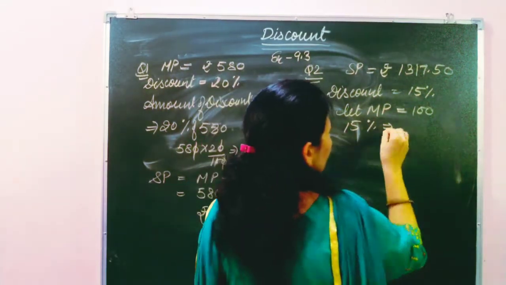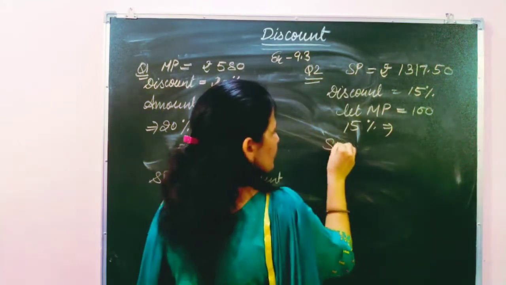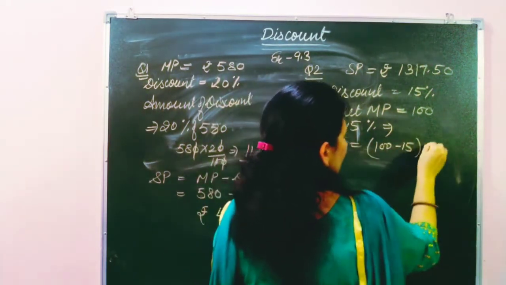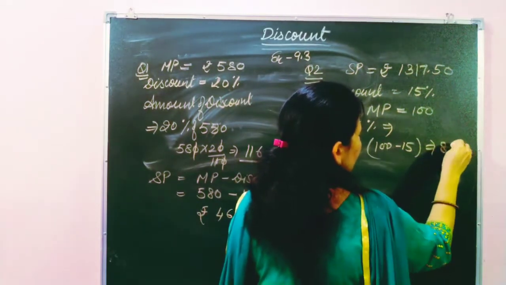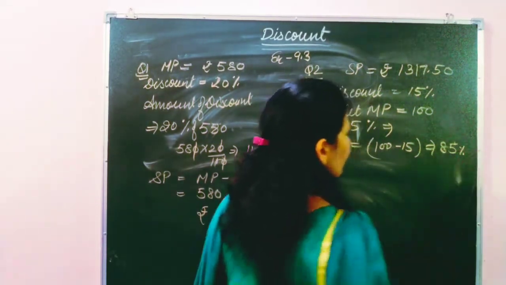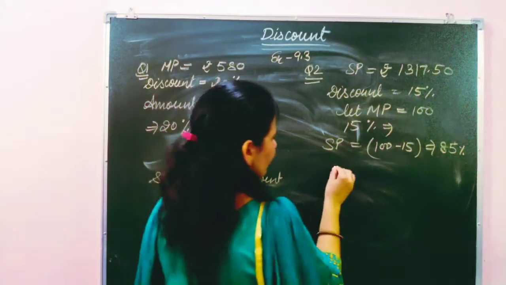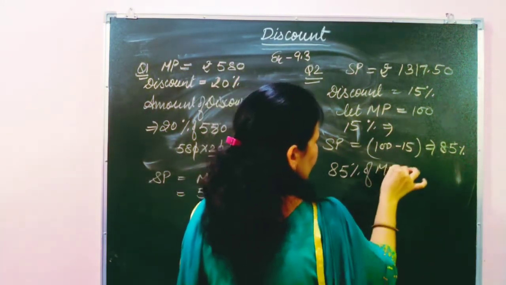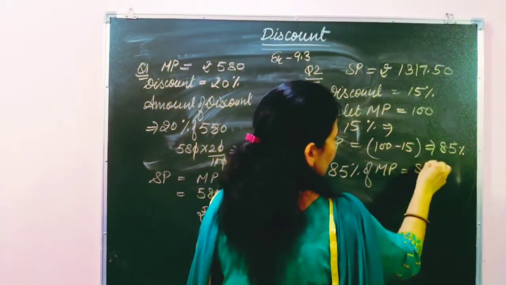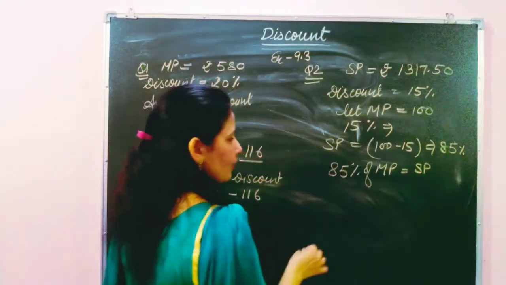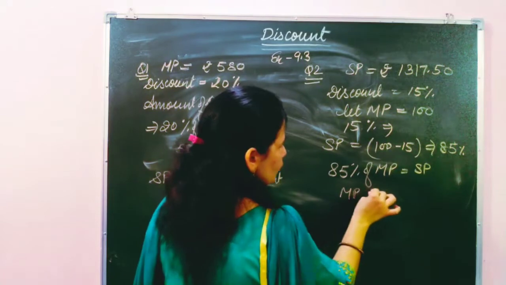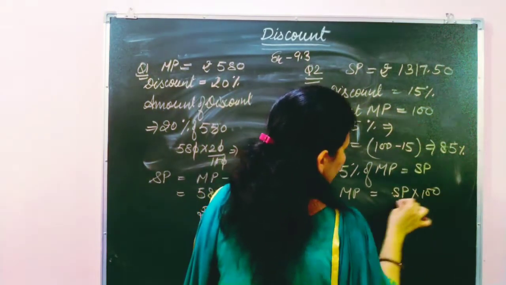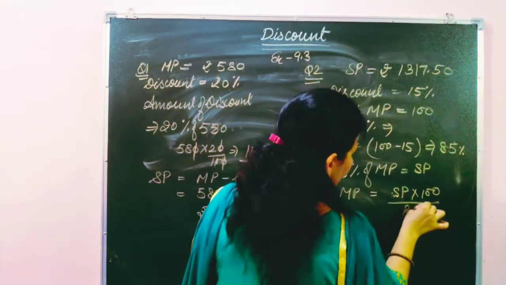So that means selling price is 100 minus 15, that means 85%. Selling price is 85%. So here we can write 85% of MP is our selling price. 85% of MP. So MP is equal to SP multiplied by 100 and divided by 85.